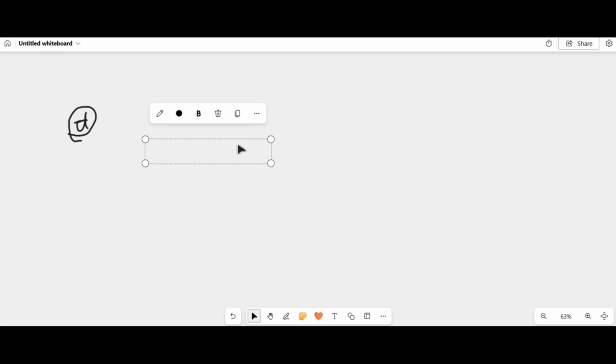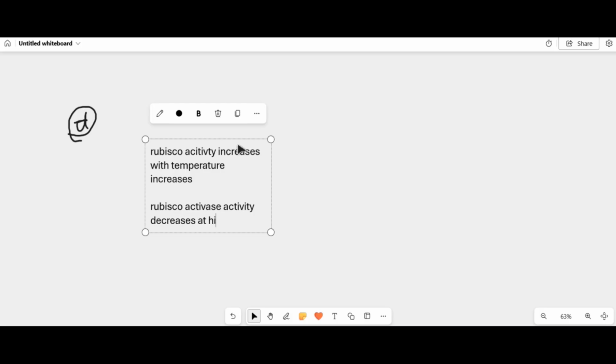The first thing I can see, if you look on the paper in figure 1, is that as temperature increases, rubisco activity also increases. So you write that down: rubisco activity increases with temperature increase. That's 1 mark right there, just by reading figure 1. Then you read figure 2. Rubisco activase activity decreases at high temperatures. Look at 60 degrees, all of that is getting deleted. So write that down: rubisco activase activity decreases at high temperatures.